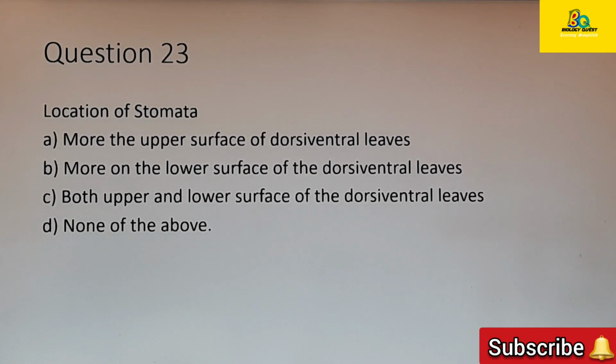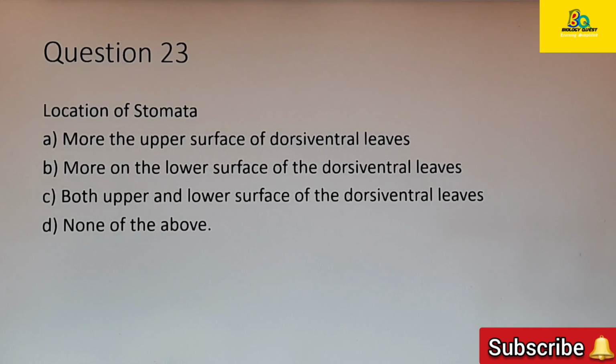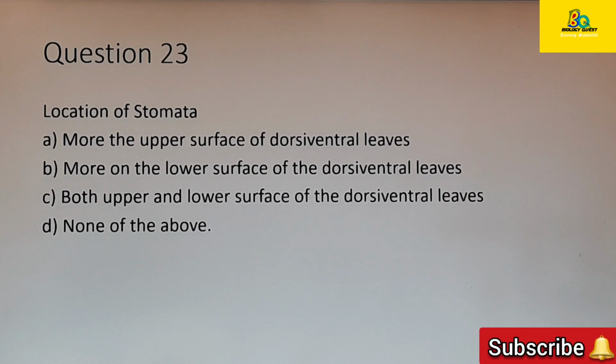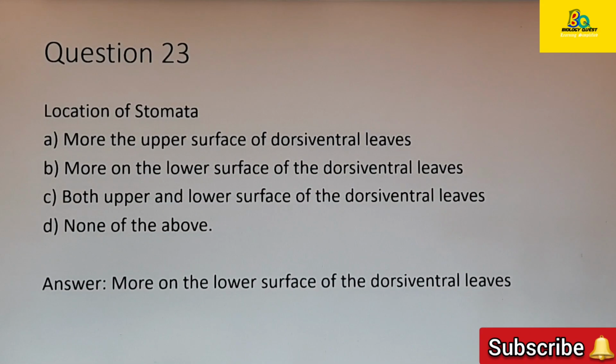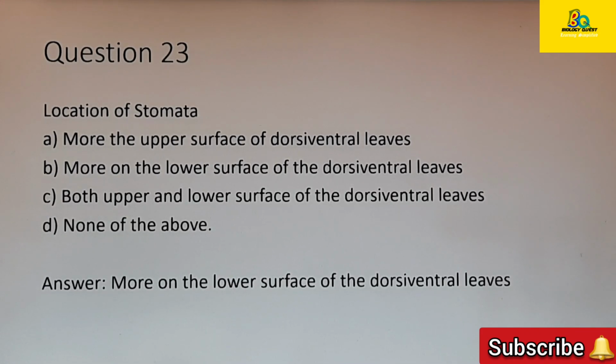Whereas dorsiventral leaves are dicot leaves, leaves of dicot plants, and the stomata in such cases are concentrated more on the lower surface of the dorsiventral leaves. This is an adaptation made by leaves to reduce transpiration. So the correct answer is option B, more on the lower surface of dorsiventral leaves.